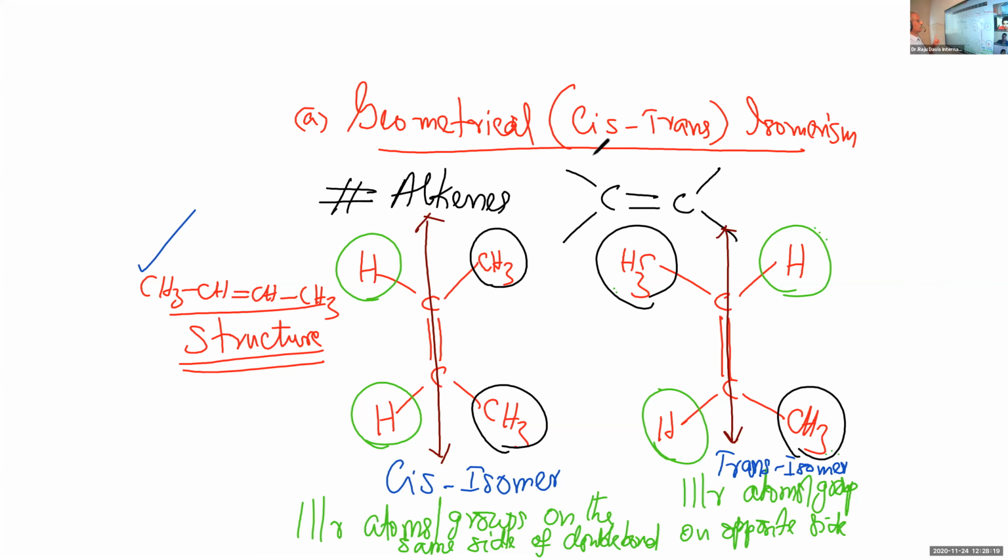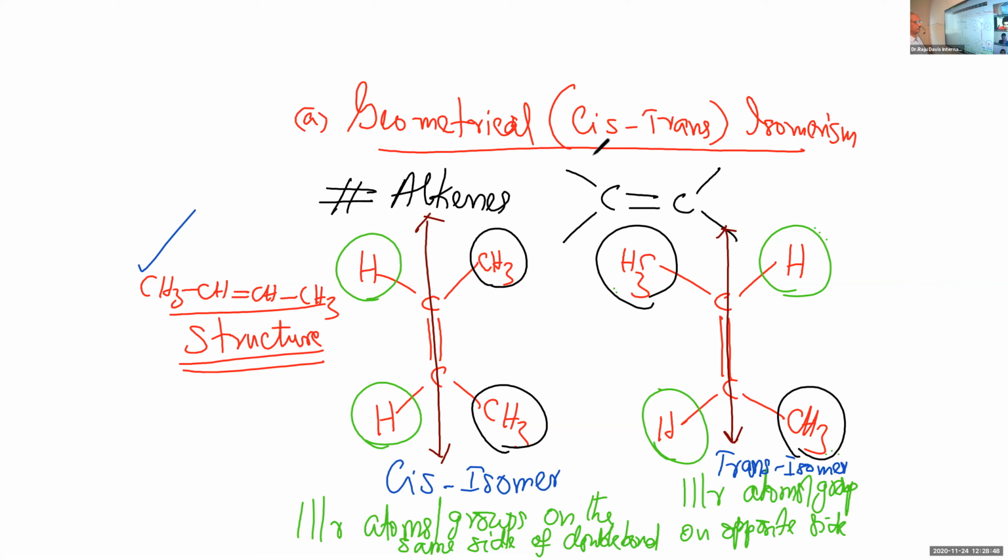But if there is a carbon-carbon double bond, free rotation is not allowed. It is restricted. So once a cis form is formed, it is stable. Once a trans form is formed, it is stable. Okay. So you have to remember two points here. One, geometrical isomerism or cis-trans isomerism, or geometrical isomers or cis-trans isomers.